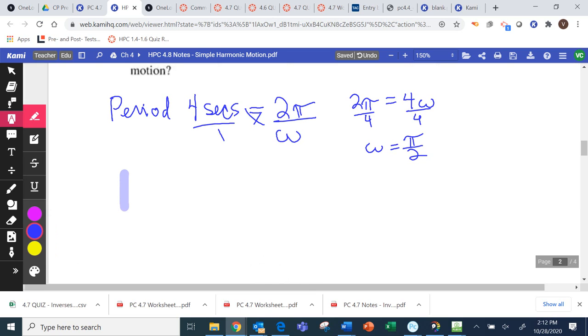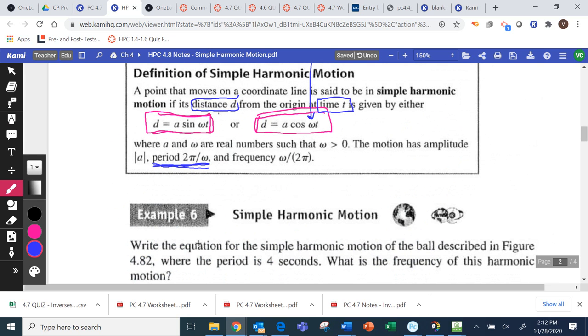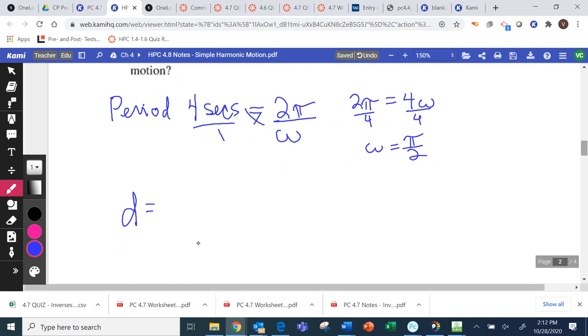So I'm going to say the distance is equal to, now we need our amplitude. So you guys said that it could go up 10, it could go down 10. The amplitude would be the absolute value of that, which is 10. Oops, sorry, that's my amplitude, not my D. My amplitude.